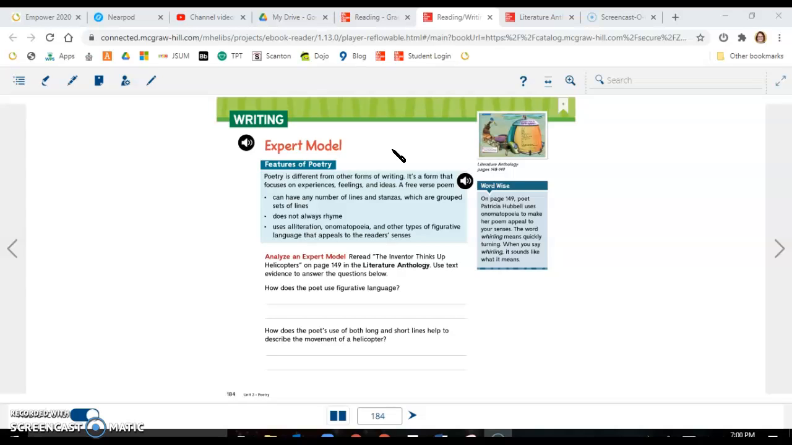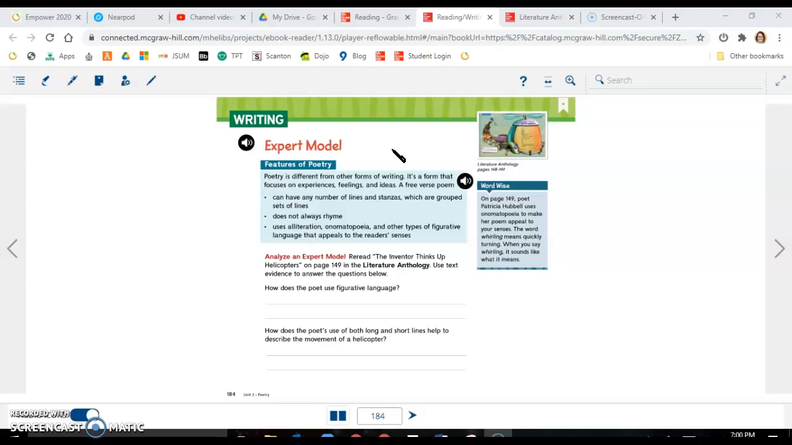It can have any number of lines, it can have any number of stanzas, and it can be grouped however you want. It does not have to rhyme, though it can. And it uses things like alliteration, when you repeat the first consonant sound, onomatopoeia, where a sound is written as a word. For example, clapping would be written as clap, clap, clap, clap, clap. Or other types of figurative language that appeals to the reader's senses. One that we've used quite a bit so far in our reading are similes.